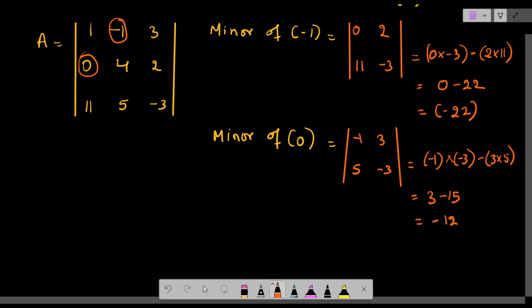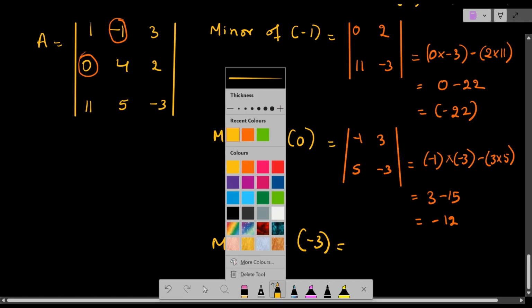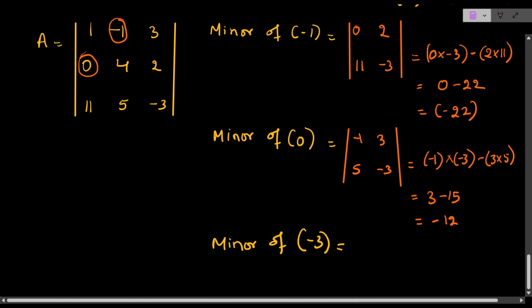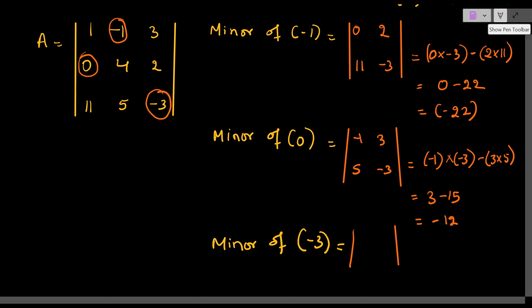Did you understand, students? Let us go for another one. So the minor of, let us take minus 3. So where is the element? Minus 3, this is here. So what we have to do here? Avoid this row and column and take the 2 by 2 second order determinant. What is the second order determinant for this? That is 1, minus 1, 0, 4. Understood? Now calculate its value. 1 into 4 minus minus 1 into 0. This gives 4 minus 0, that is equal to 4.